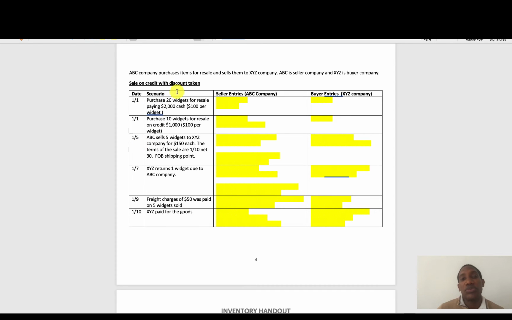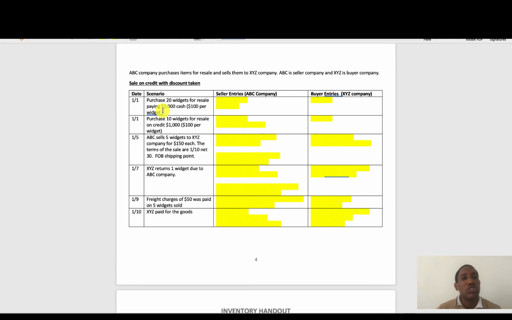So in this scenario, we're going to have the seller, ABC, sell to the buyer, and the buyer is going to take advantage of the discount. So you offer a discount to the person you sell to, they can take the discount or they cannot. So this is going to be a sale on credit with discount taken. All right, so let's go ahead and go through these entries.